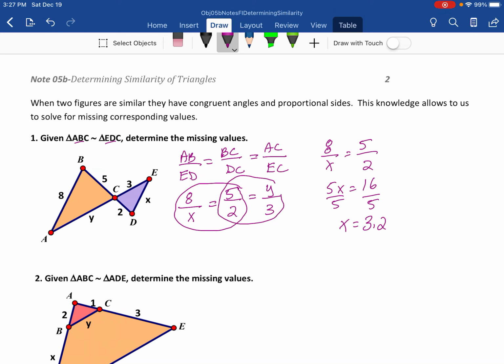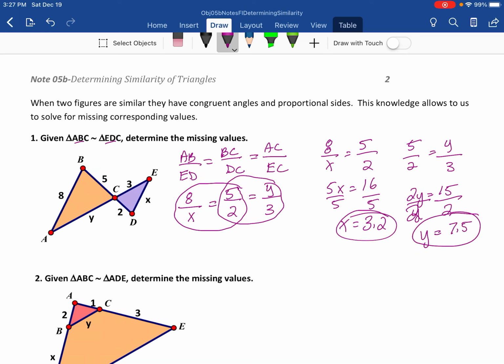Okay, and then the next one, I can also solve this proportion on the other side using that same thing. So use the parts of your proportion to solve that don't have variables in it. So this is going to be 2y is equal to 15. I divide by 2. Y is equal to 7.5. And so that's that.